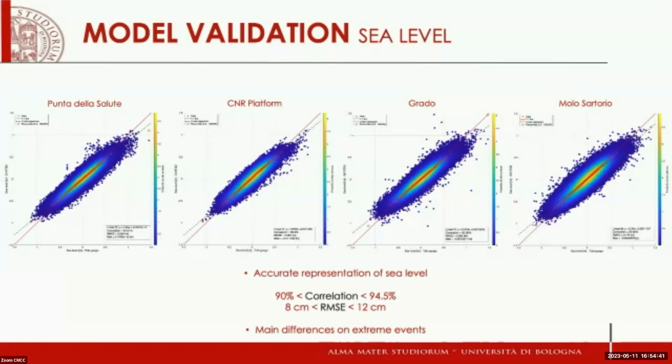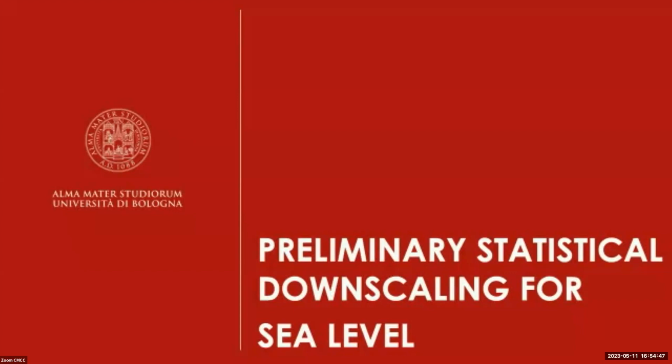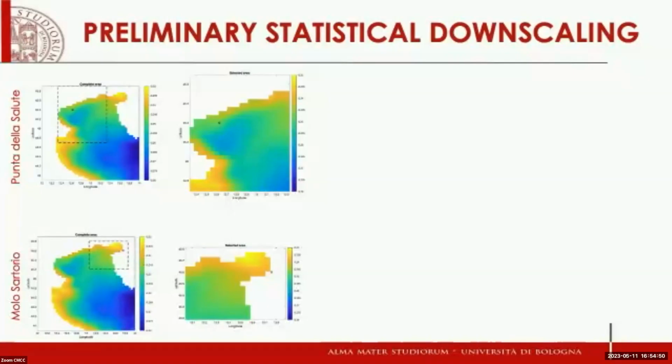So after we did this validation and other processes, we moved to the preliminary statistical downscaling for the sea level. In this process, we started applying this statistical downscaling at Punta de la Salute and Molo Sartorio. What we're watching in this slide, on the left side, is the complete area for the Copernicus reanalysis of the sea level, and just as an example, to explain that we are considering choosing the predictors, we're choosing an area.